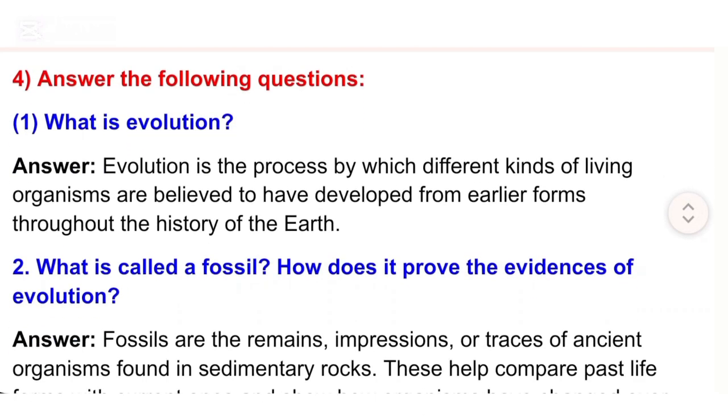4. Answer the following questions. 1. What is evolution? Answer. Evolution is the process by which different kinds of living organisms are believed to have developed from earlier forms throughout the history of the Earth.